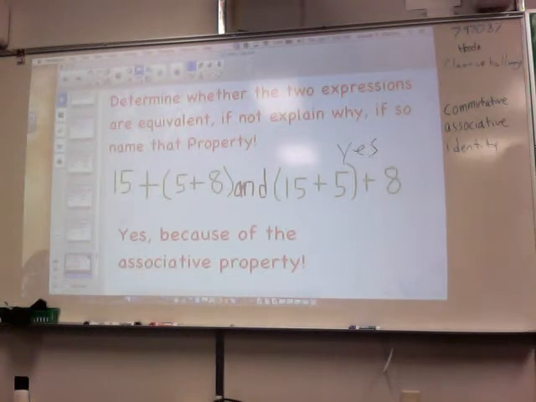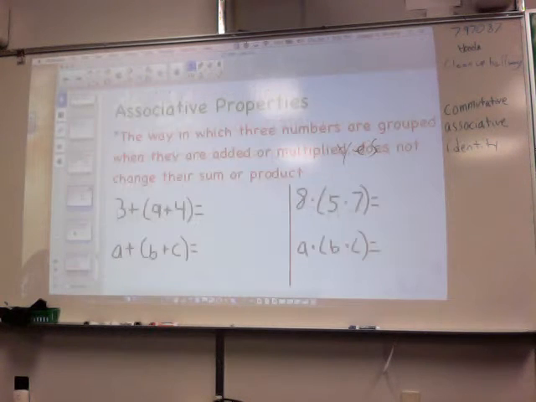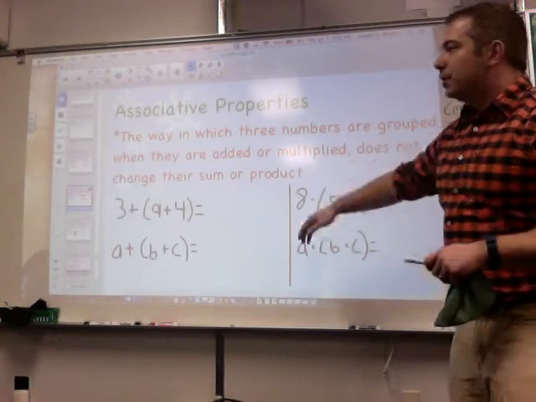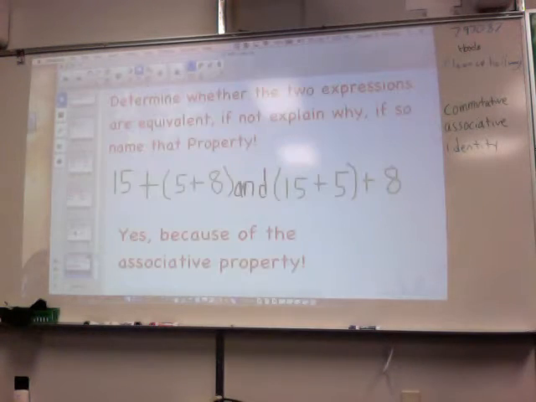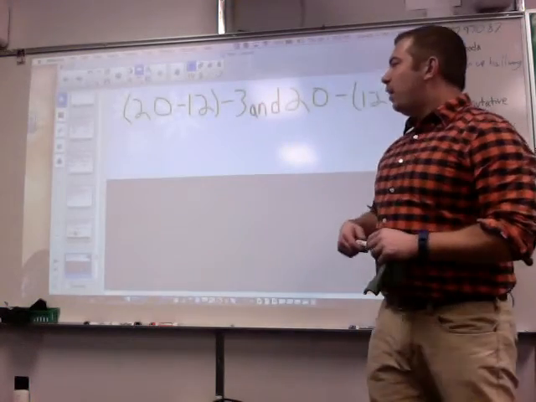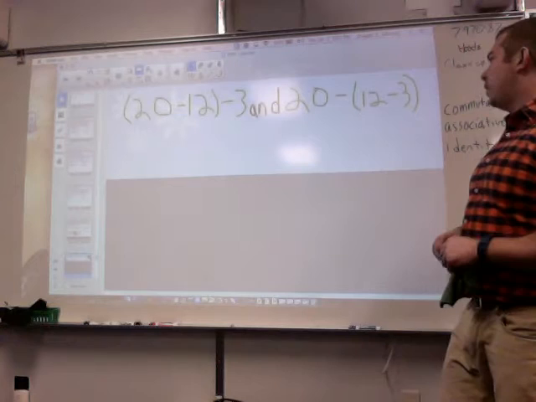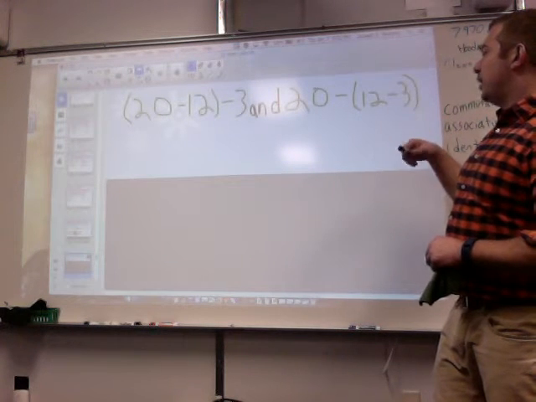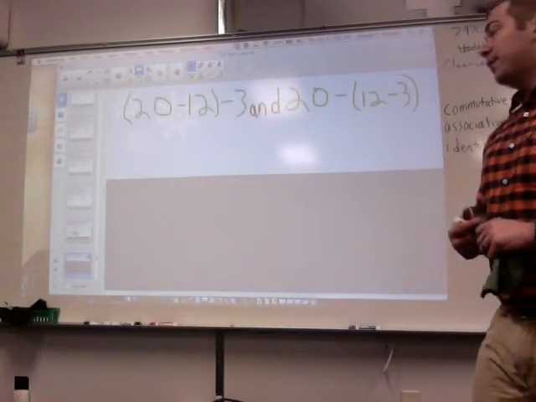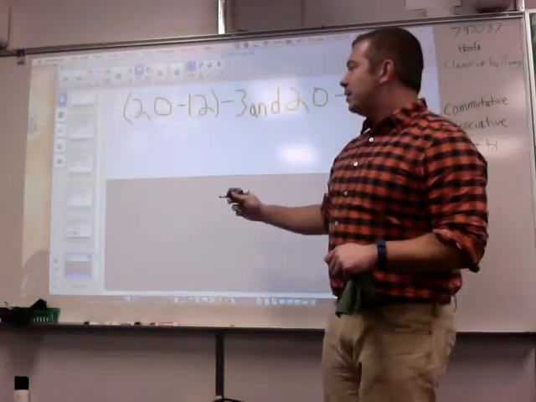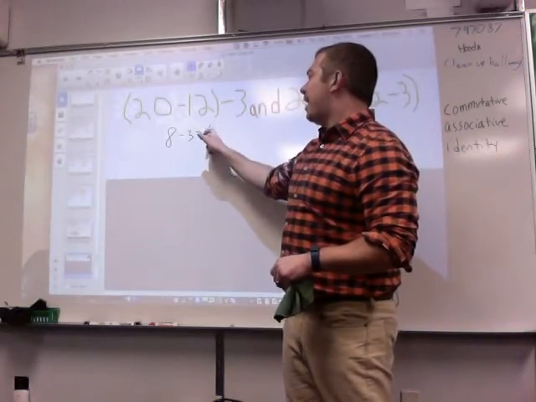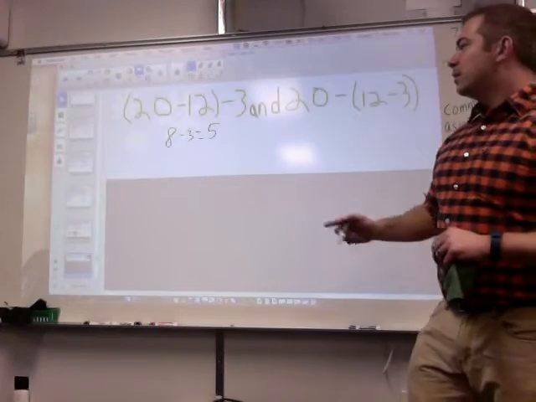If we look back at the associative property, it's when it didn't matter which way the numbers were ordered. So that's why that worked out. Let's check out this one. 20 minus 12 minus 3 and 20 minus 12 minus 3. That way. Will these be equivalent? Well, let's check it out. 20 minus 12 equals 8, and 8 minus 3 equals 5. Okay. So this side equals 5.